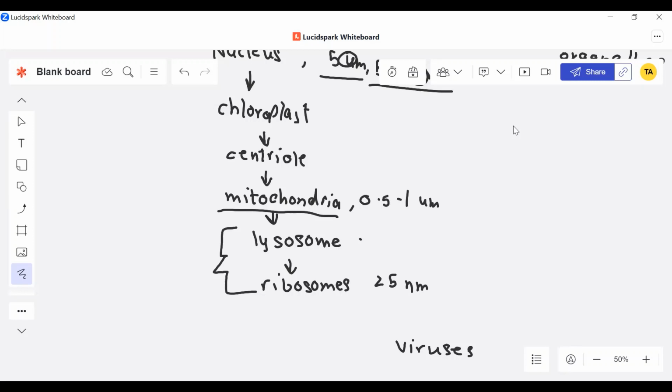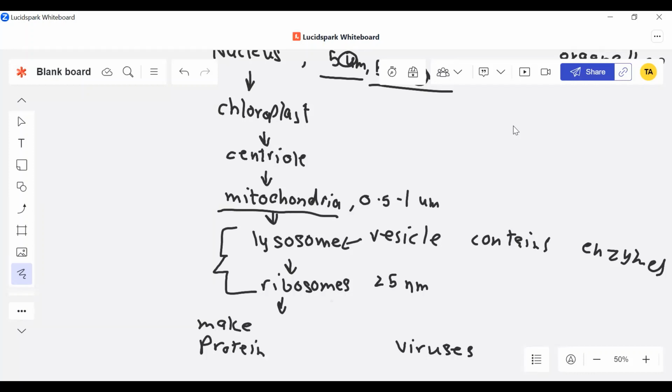It's the lysosome. Lysosome is the vesicle that contains enzymes, and its job was to engulf dead organelles. So it acted like our digestive system of the cell. Now, ribosomes are smaller than lysosome. In fact, ribosome is the smallest organelle in a cell. And again, ribosome's job was to make proteins. So ribosome is around 25 nanometer long, and lysosome is bigger than ribosome, right?